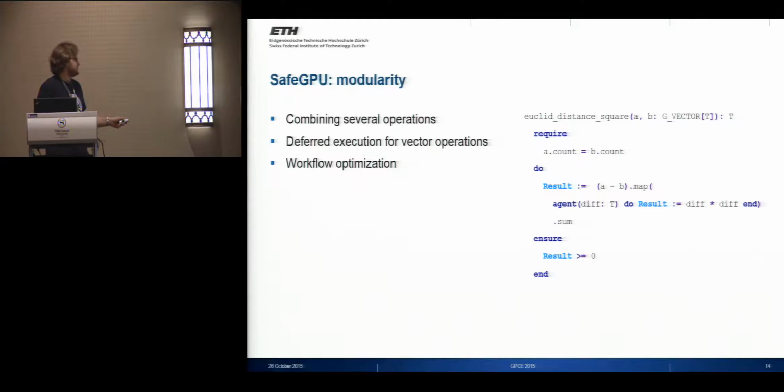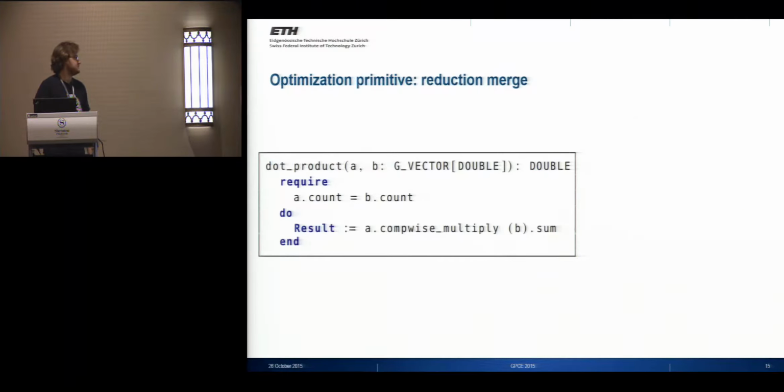And when we have deferred execution, we can do workflow optimization. So there's an optimizer that's looking for some patterns in the dependency graph that we construct. And I want to mention 2 main patterns that we have. First one is reduction merge. It is encountered in this simple example.